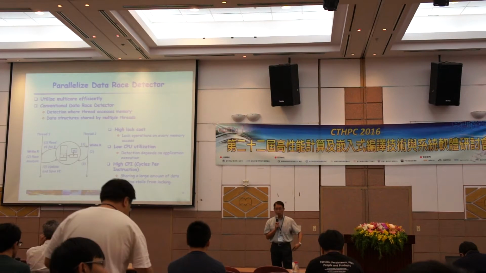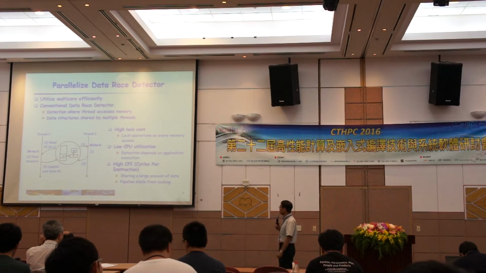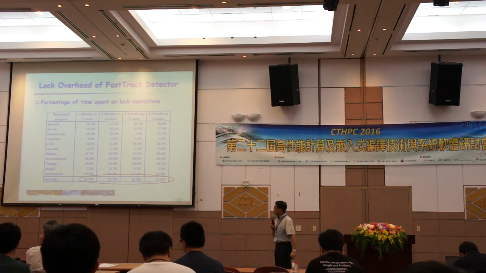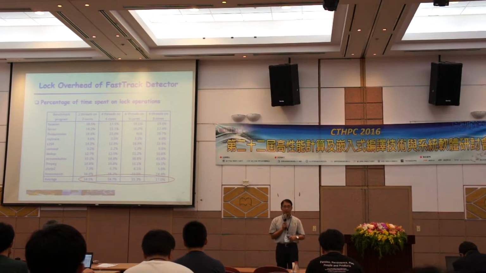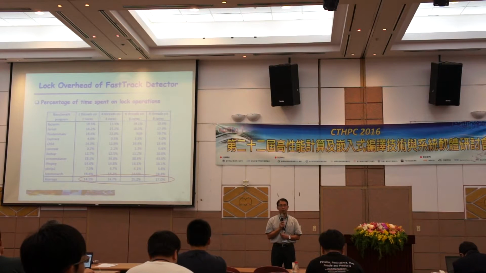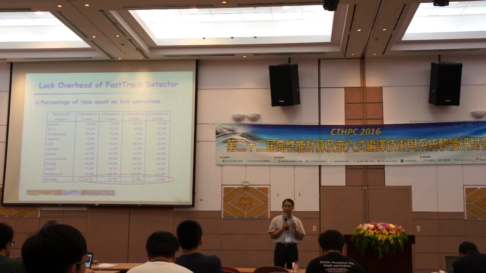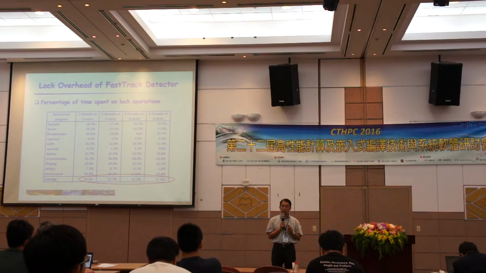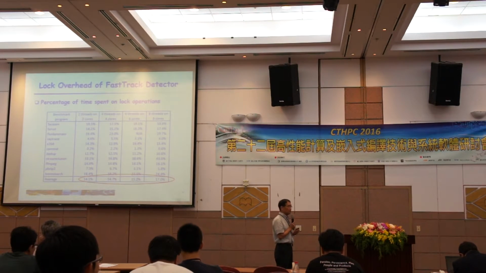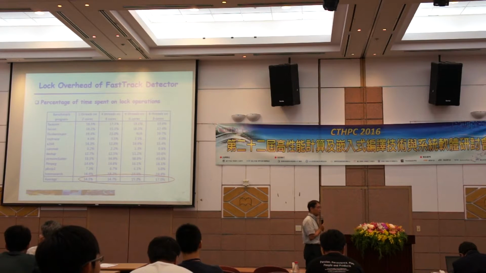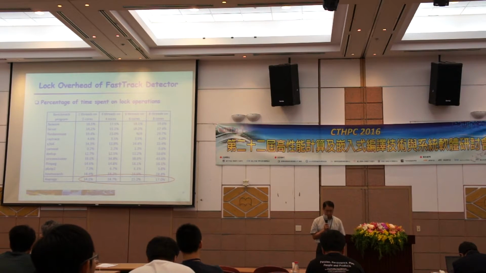So what can we do about this? There's a diagram to show you the percentage of time spent on lock. But this doesn't show you the slowdown from the increase of the CPI. This doesn't show you the cache misses due to the invalidation. Okay.